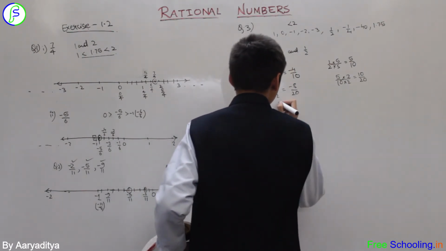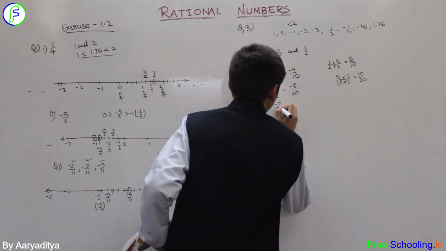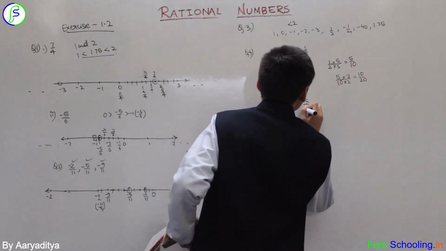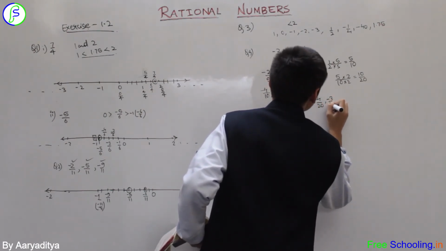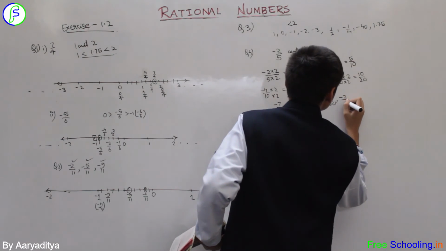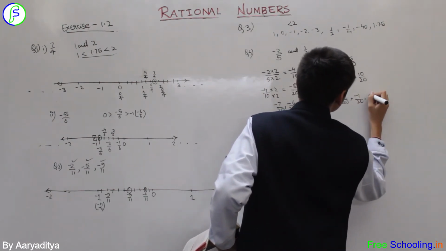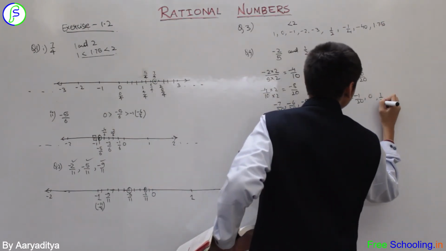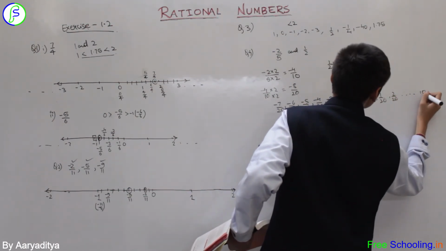So the numbers can be any. Let me write all the numbers that are present right here. That can be minus 7 by 20, minus 6 by 20, minus 5 by 20, minus 4 by 20, minus 3 by 20, minus 2 by 20, minus 1 by 20. I got 0. I can have many more like that. I can have 1 by 20, 2 by 20, moving on to 10 by 20.